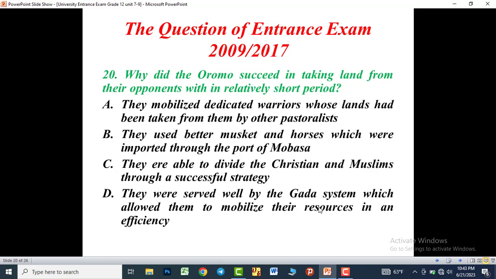Question number 20. Why did the Oromo succeed in taking land from their opponents within a relatively short period? A. They mobilized dejected people whose land had been taken from them by other pastoralists. B. They used better muskets and horses which were imported through the port of Mombasa. C. They were able to divide Christians and Muslims through a successful strategy. D. They were served well by the Gada system, which allowed them to mobilize their resources efficiently.